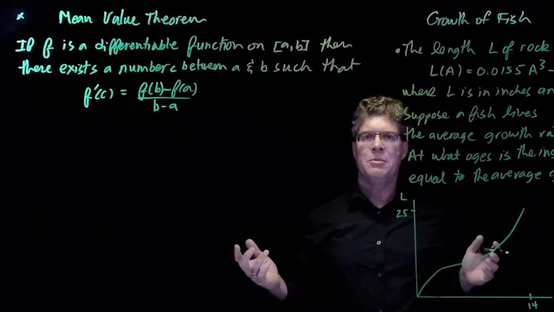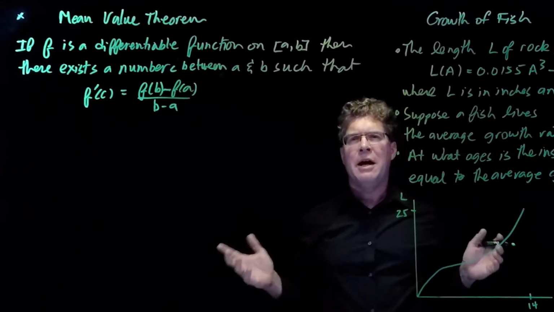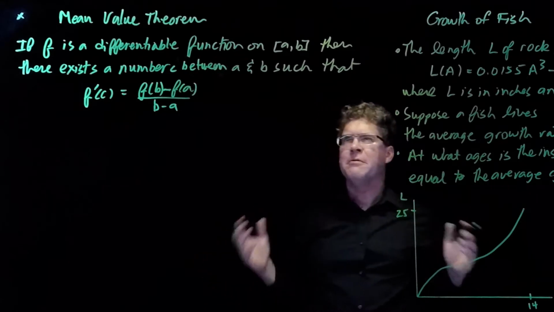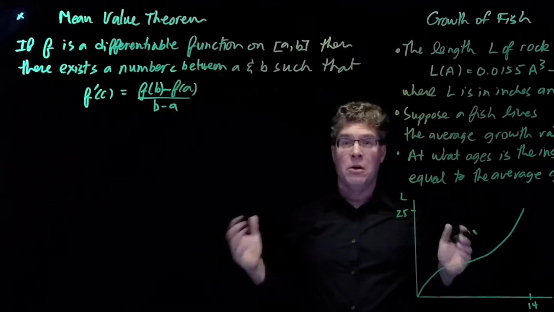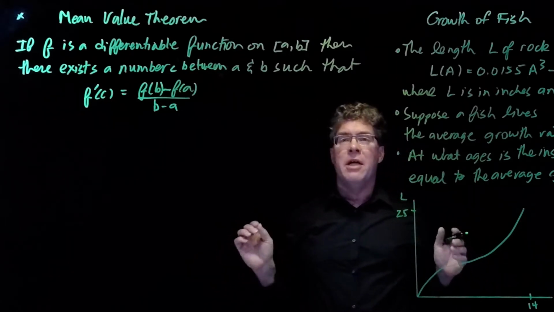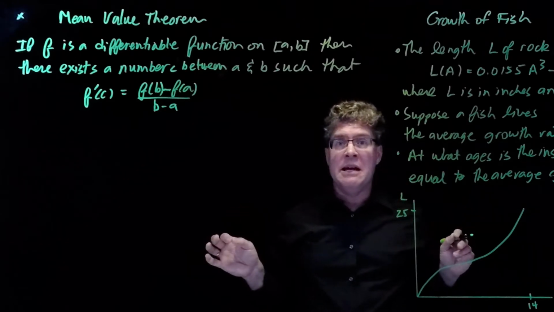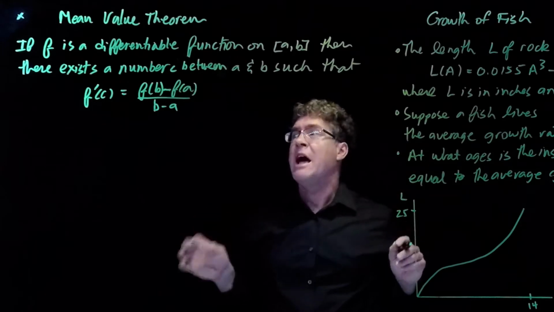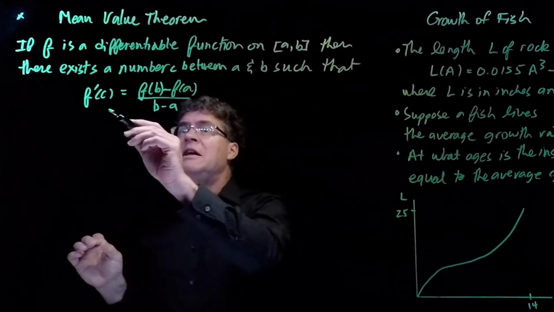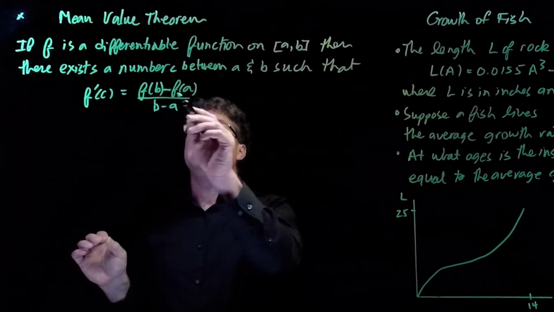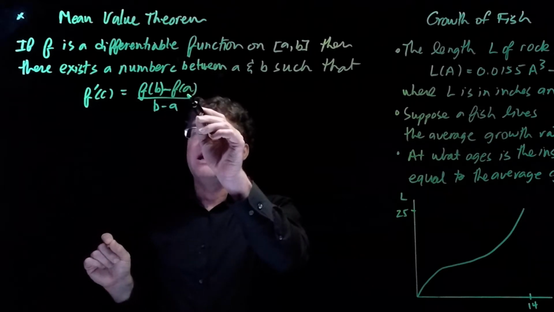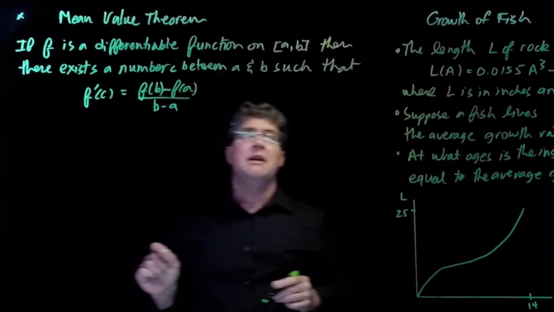Okay, let's talk about the mean value theorem. The mean value theorem says that if f is a differentiable function on the closed interval [a, b], then there exists a number c between a and b such that the derivative of f evaluated at c is equal to f of b minus f of a, divided by b minus a.